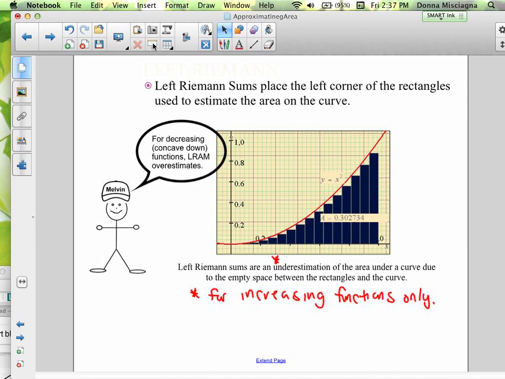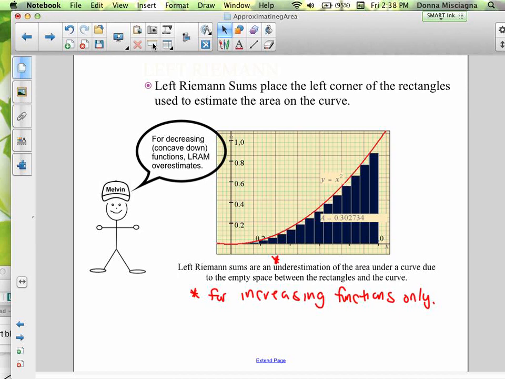So for decreasing concave down functions, the left Riemann sum or the left rectangular approximation method, that's just a mouthful. That's why I like Riemann sum. The left Riemann sum overestimates, right? So it depends. Is your function decreasing? Then the left value is going to be the larger value, and the left Riemann sum will overestimate. If it's an increasing function, then it's going to be an underestimate.